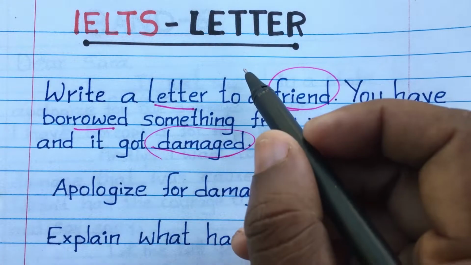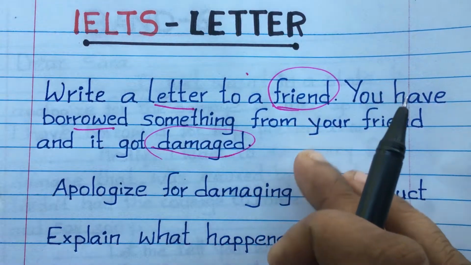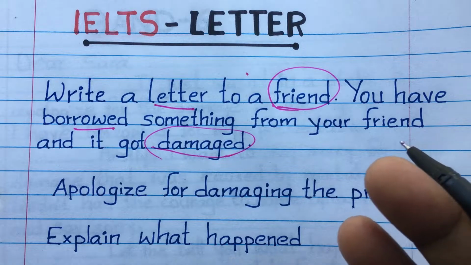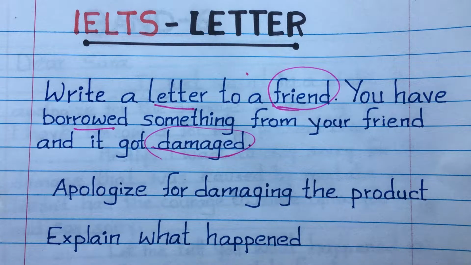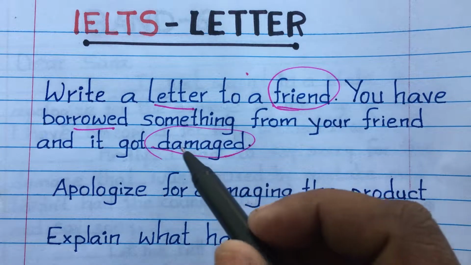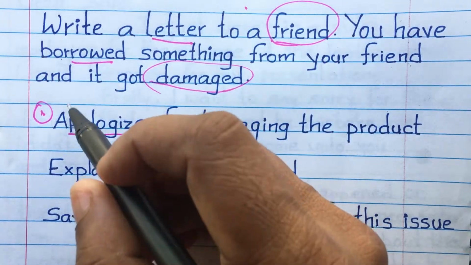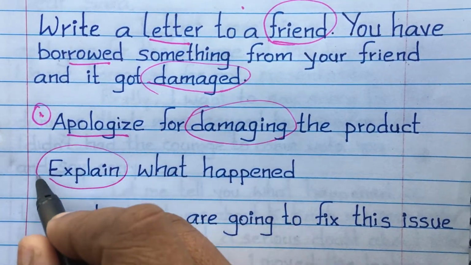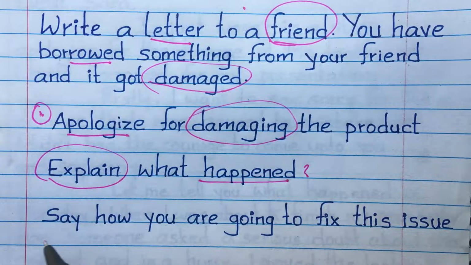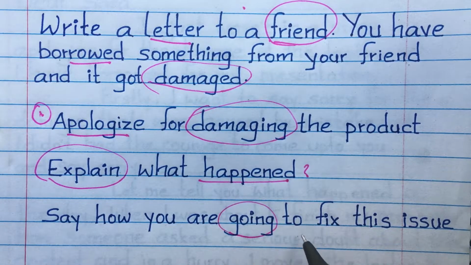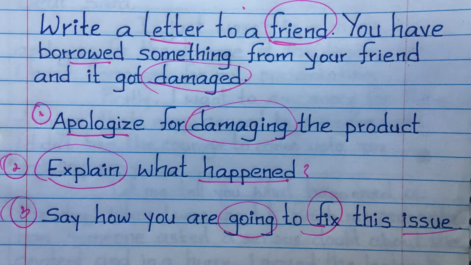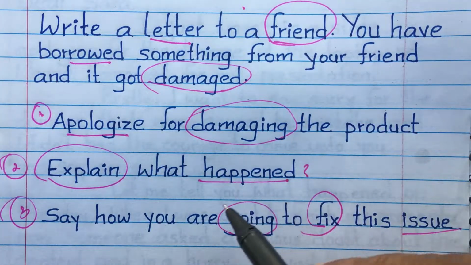You got it? So the letter is simply an apology that something you have taken from your friend was damaged because of your mishandling or unintentional action, whatever the cause might be. In your letter, first you have to apologize for the damage you have made, explain what happened, and say how you are going to fix this problem. So these are the three aspects of your letter. These three things should be there in your writing.